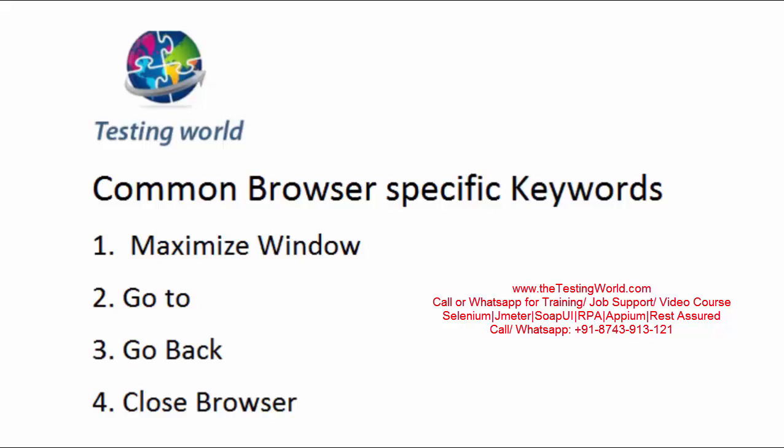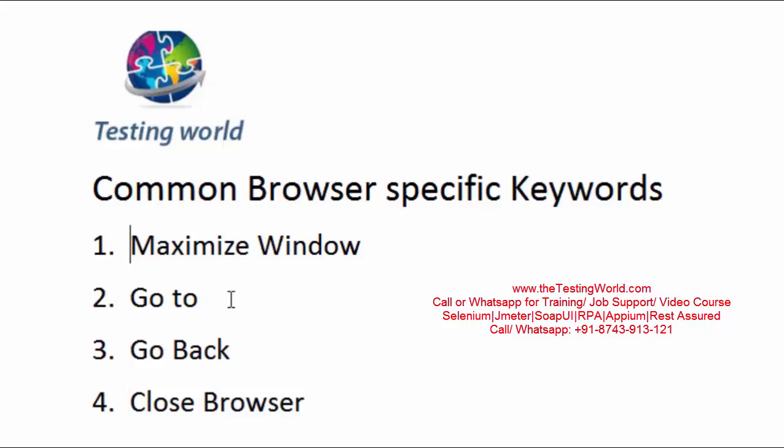Now we have seen how we can write the first test case using Robot Framework. Here we have seen that for everything we want to perform on the browser, we have a specific keyword. Each and every task we are going to perform by using predefined keywords. These are predefined keywords provided by Robot Framework to perform specific tasks.